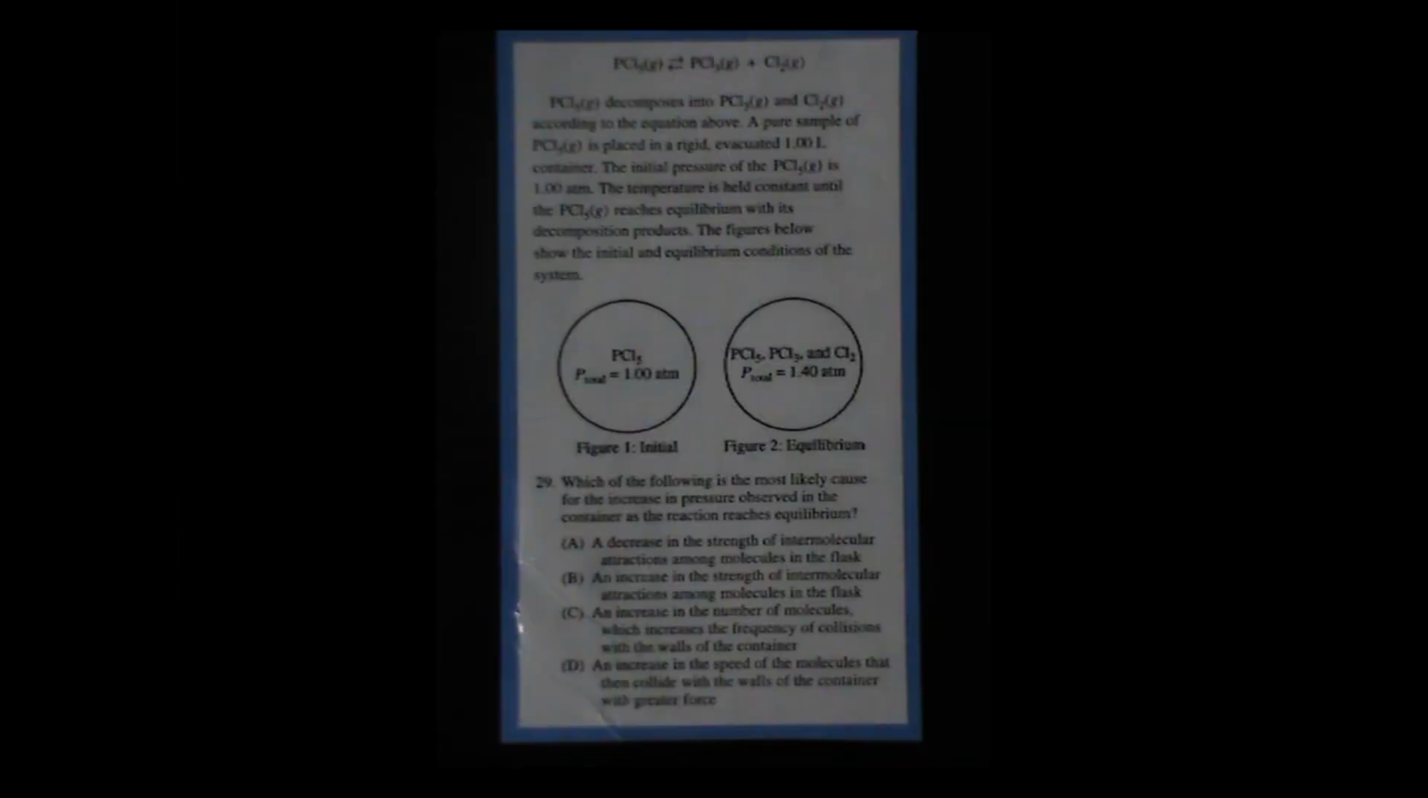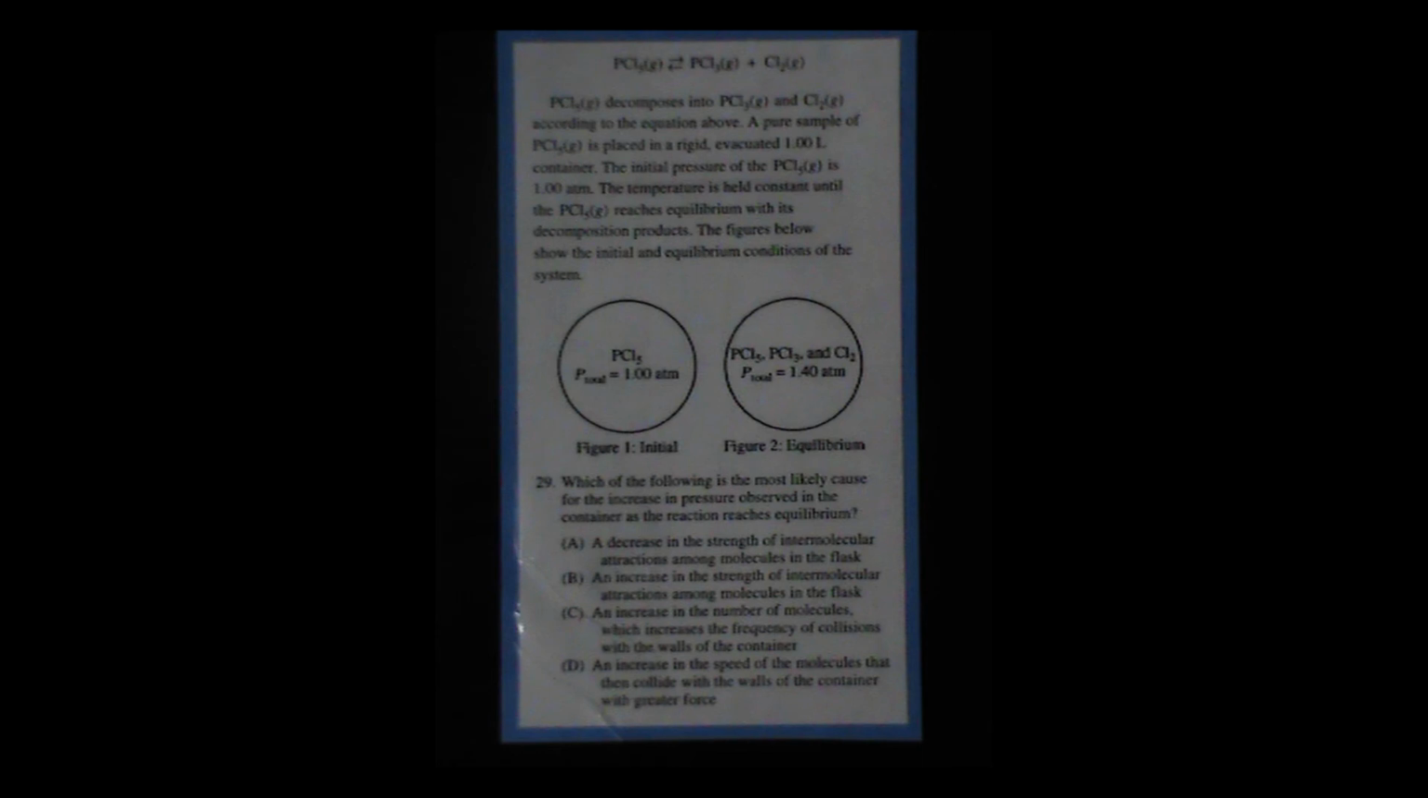PCl5 gas decomposes into PCl3 gas and Cl2 gas, according to the equation above. A pure sample of PCl5 gas is placed in a rigid, evacuated 1-liter container. The initial pressure of the PCl5 gas is 1 atmosphere. The temperature is held constant until the PCl5 gas reaches equilibrium with its decomposition products. The figures below show the initial and equilibrium conditions of the system.